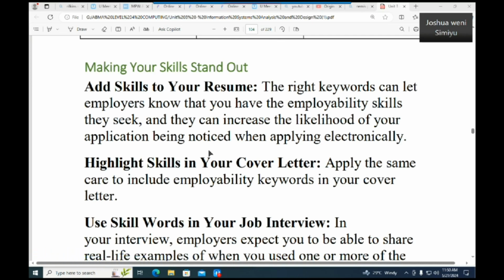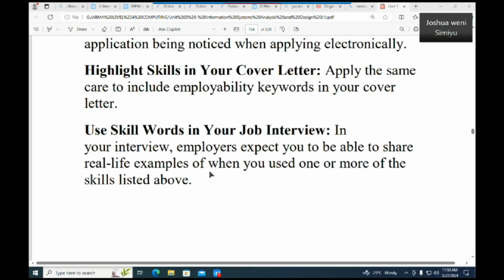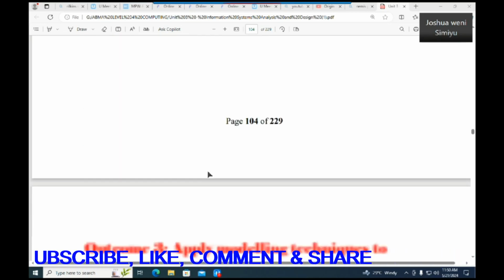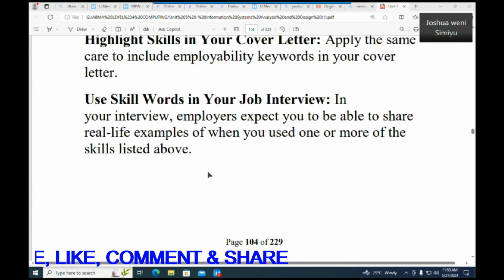You need to be careful to include keywords in the cover letter. Then when you go to the job interview, you need to use skill words. As you are responding to questions, you need to use technical words, skill words, that show you know what you are doing, and that you are not basing anything on rumors, but you really are aware of what you're doing.